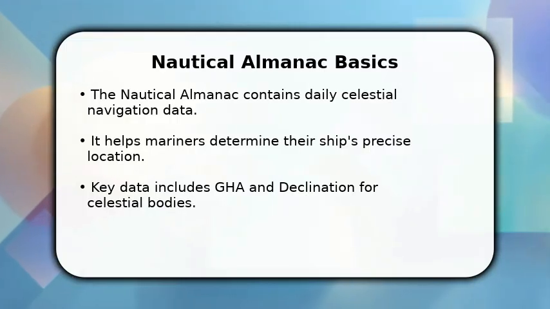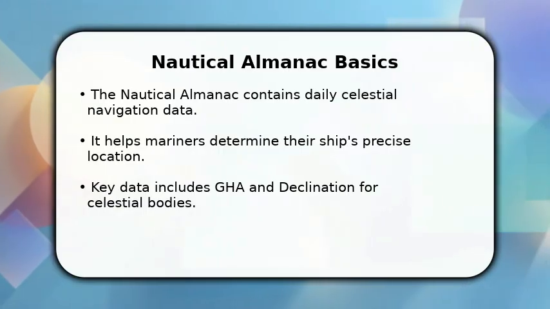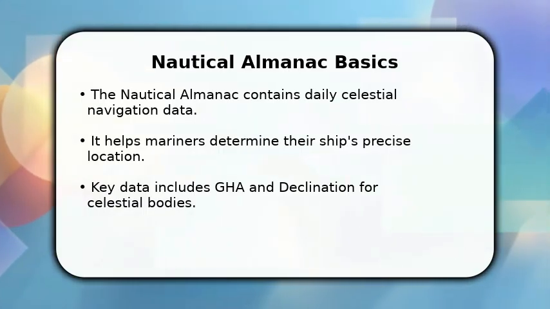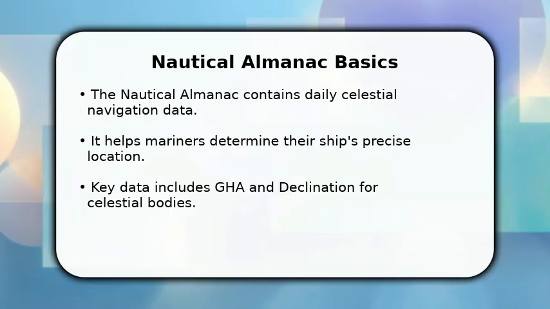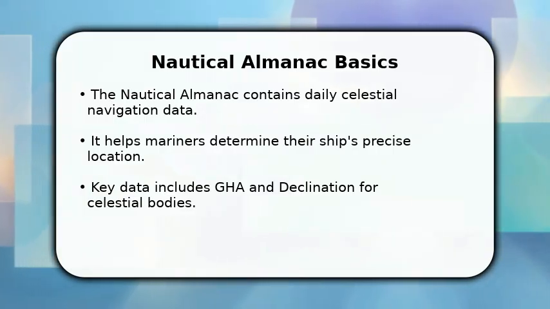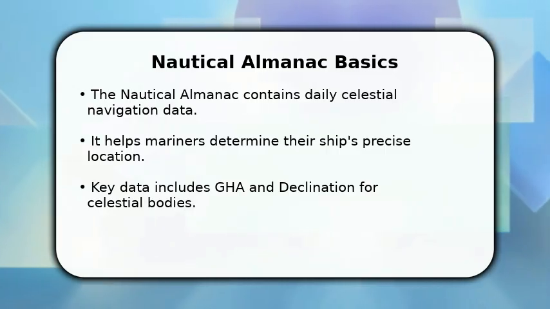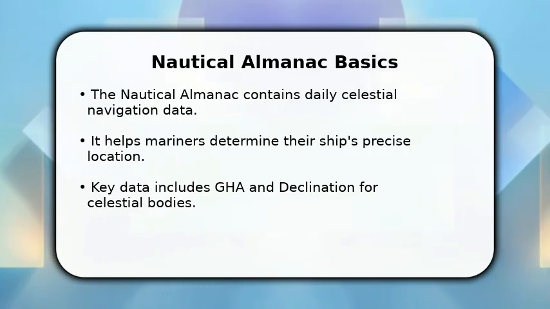In this video, I will explain how to use a nautical almanac. First, understand that this essential publication provides daily celestial data for navigation. It helps mariners find their position at sea by offering precise information about the sun, moon, planets, and stars. You'll find crucial values like Greenwich hour angle and declination, which are fundamental for celestial observations.